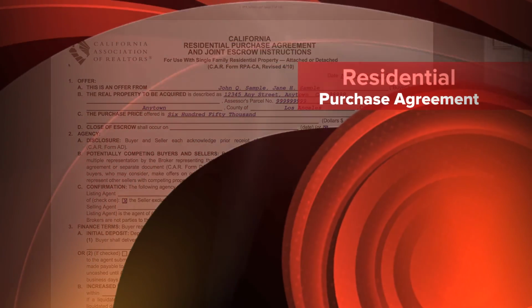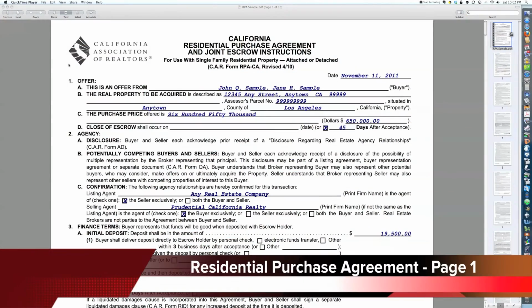This video will describe the first few pages of the most commonly used contract to purchase residential real estate in California. The Residential Purchase Agreement, or RPA as we call it, is an 8-page contract that a buyer completes to offer to purchase a home from a seller.